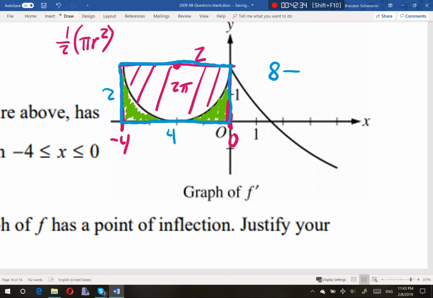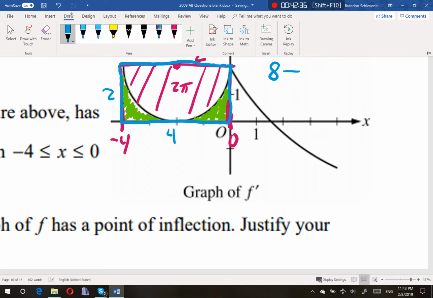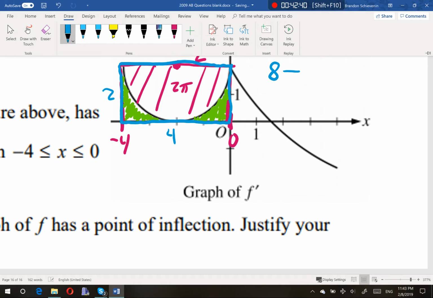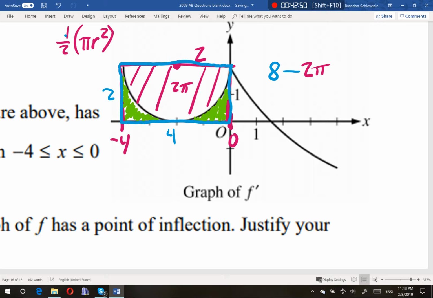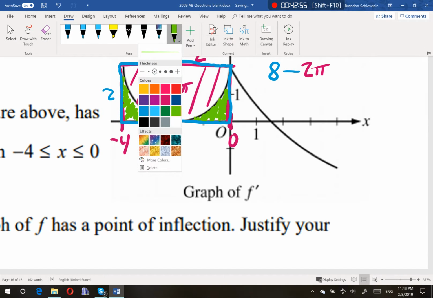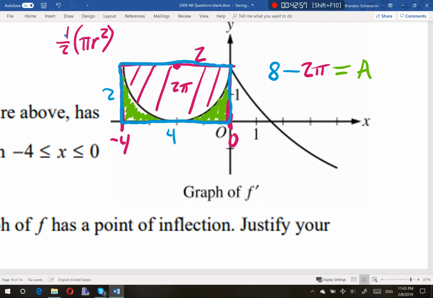Then I'm going to take away 2 pi from my red space. I'm going to take away the 2 pi that we have in red, and that should give me the area that we want in green. So our area is 8 minus 2 pi. Any questions how I got here?